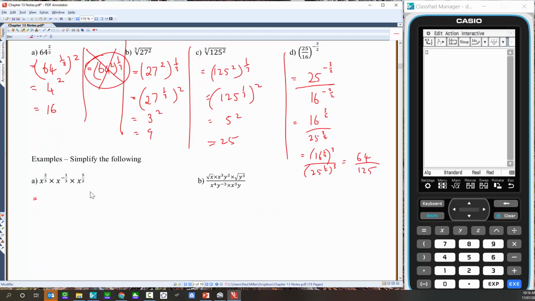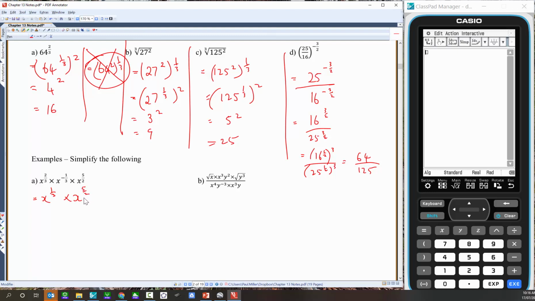Okay, so what we've got here is common bases. So what we've got to do is add the powers. Okay, so people think that you need to treat this differently because of fractional powers, but it's exactly the same as if they were integer values. Okay, so I've got to do x to the 2/3 times x to the negative 1/3. So that's just going to be the addition of those two. So that's going to be x to the 1/3 times x to the 5 on 2.